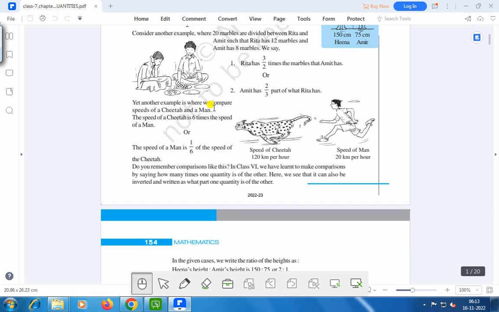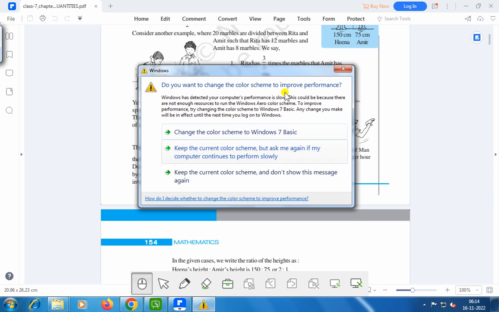Yet another example is where we compare the speeds of a cheetah and a man. The speed of the cheetah is 120 km per hour and the speed of the man is 20 km per hour. The speed of the cheetah is 6 times the speed of a man, or you can say the speed of a man is 1 by 6th of the speed of the cheetah.